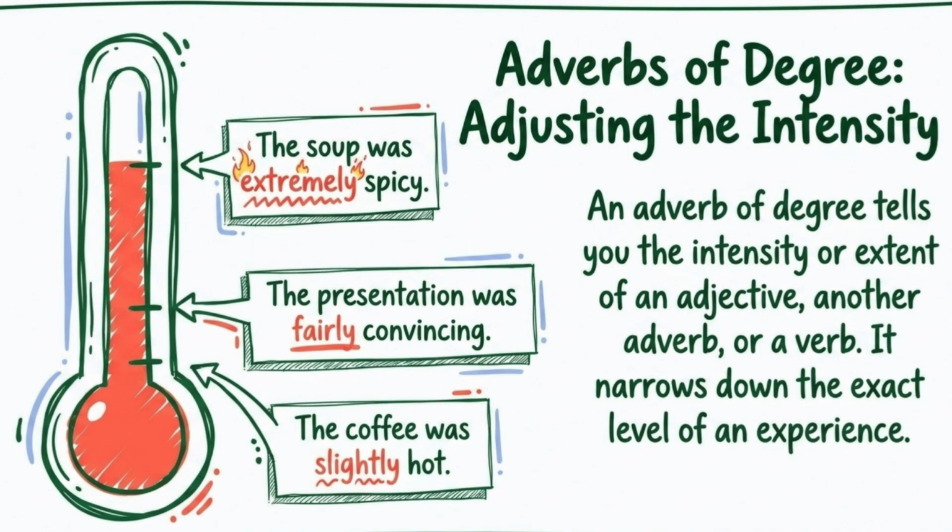Adverbs of degree, adjusting the intensity. Degree adverbs dial the intensity of an adjective, another adverb, or a verb up or down. The soup was extremely spicy. The presentation was fairly convincing. The coffee was slightly hot. Each one narrows down the exact level of the experience, the difference between mild interest and total conviction.